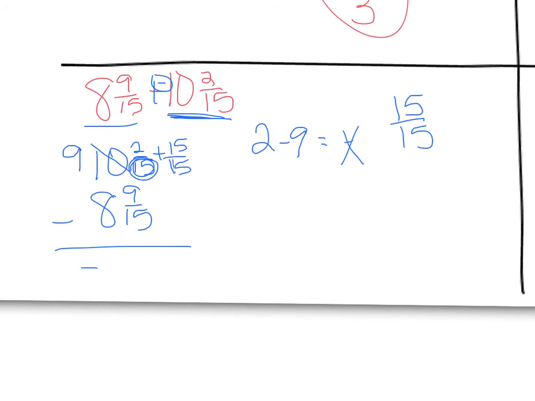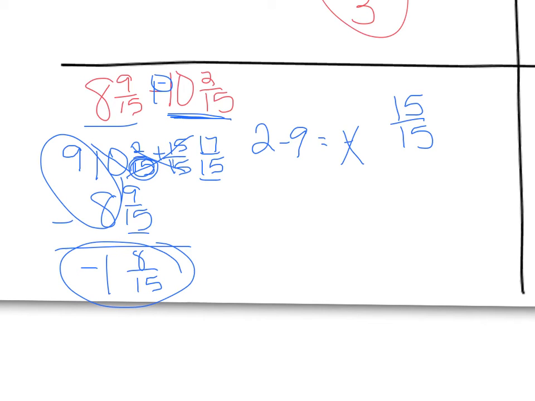So I'm going to add 15 over 15 to the 2 over 15. So my new fraction becomes 17 over 15. Now I can subtract my fractions. I have the same denominator, so I'm going to subtract my numerators. 17 minus 9 gives me 8. We're going to keep our denominator. Then I'm going to look at my whole numbers. I have 9 minus 8, which gives me a 1. So 8 and 9 fifteenths minus 10 and 2 fifteenths is negative 1 and 8 fifteenths.